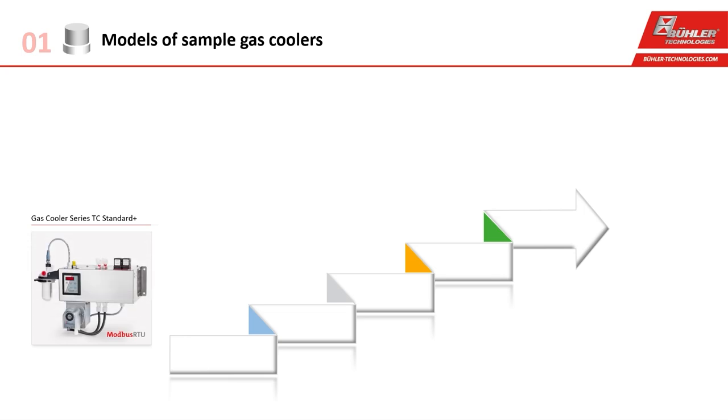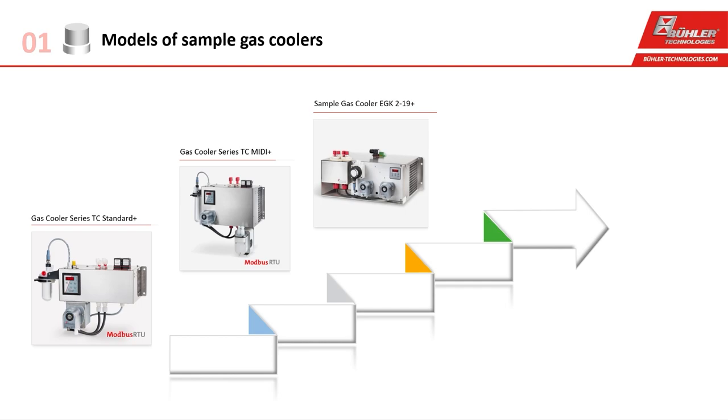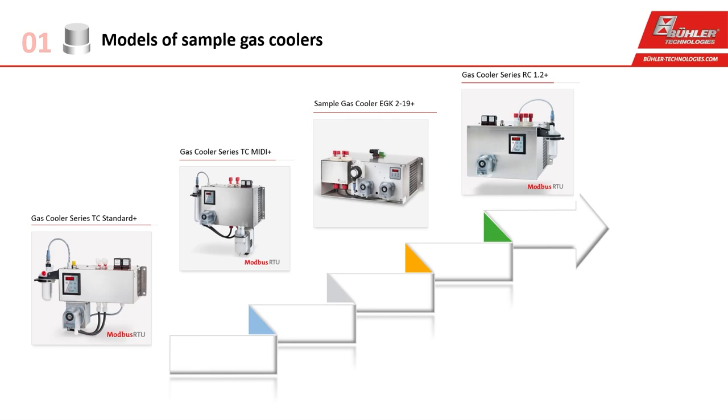The smallest model, in terms of physical dimensions, is the TC Standard Plus. The next model in our range of Peltier-type sample gas coolers is the TC Midi Plus, followed by the compressor type EGK 219 Plus. And last but not least, the RC 1.2 Plus, another compressor type model. Before I forget, the plus at the end of each model designates the sample gas cooler is equipped with a washout optimized heat exchanger.